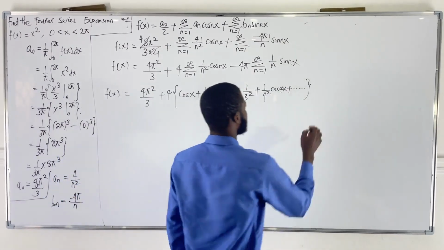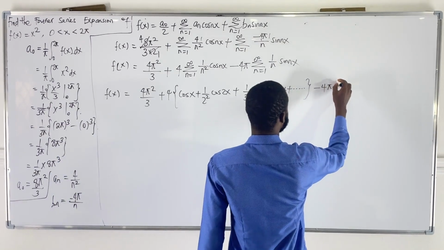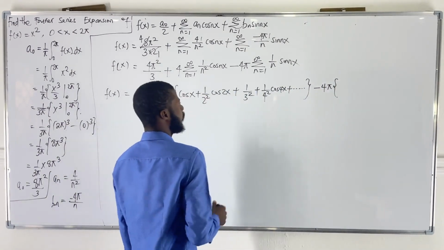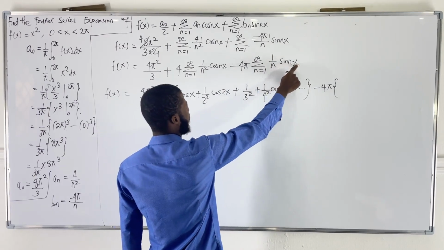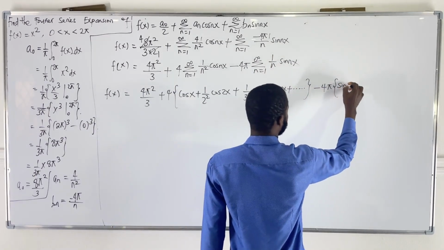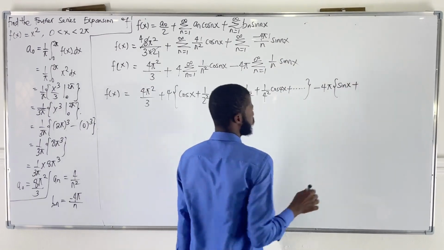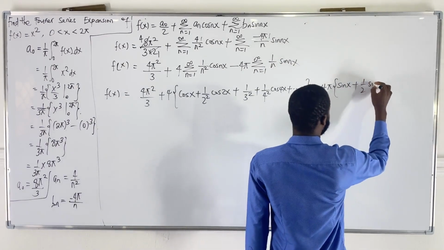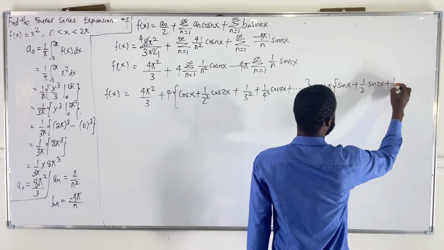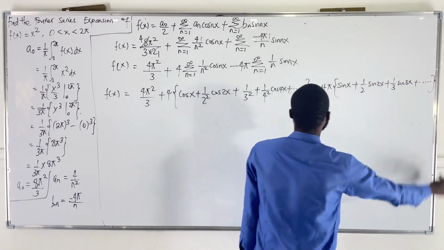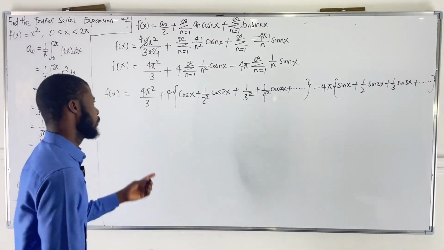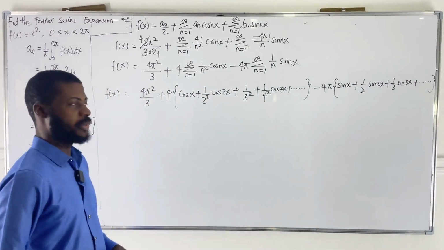Then this other part, minus 4 pi. Now, anywhere you see n, you put 1. So this is 1 over 1 sine 1x, which is just sine x. Plus the next one will be 1 over 2 sine 2x, 1 over 3 sine 3x, just like that. So this will be the answer to the question.